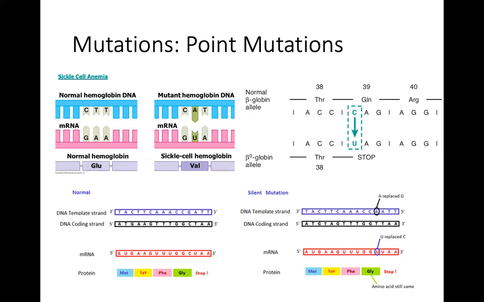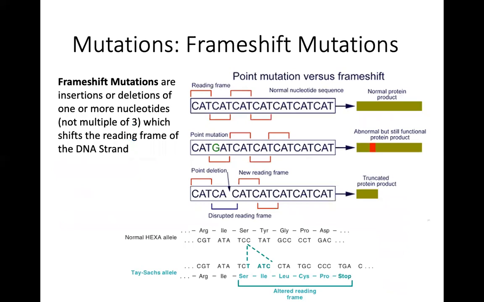All right? That's our stop codon. Next is your frameshift mutation. What are frameshift mutations? These are insertions or deletions of one or more nucleotides, not a multiple of three, which shifts the reading frame of the DNA strand.